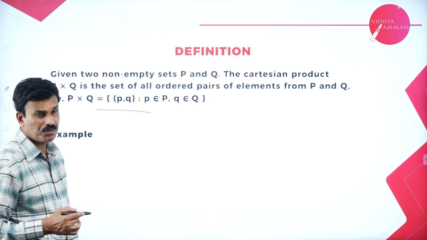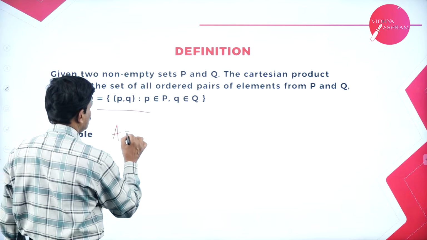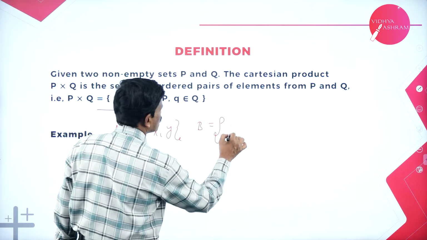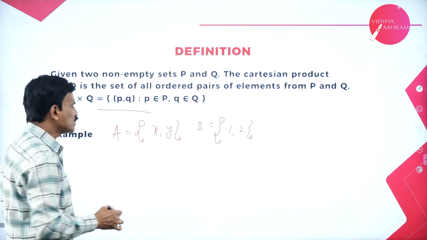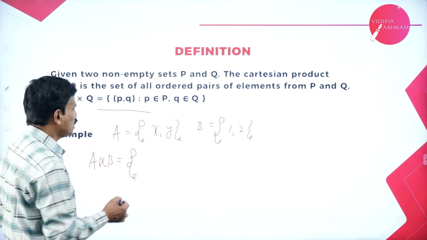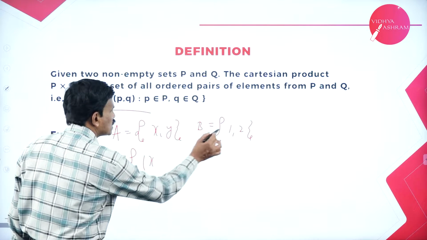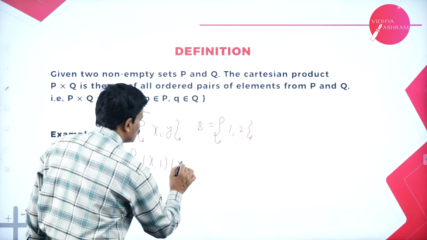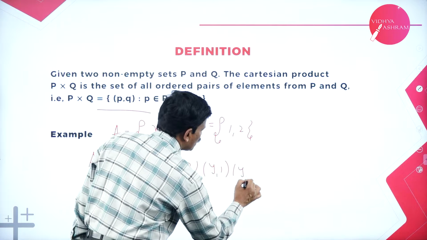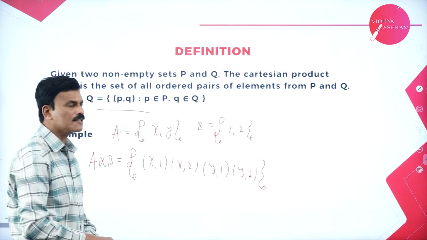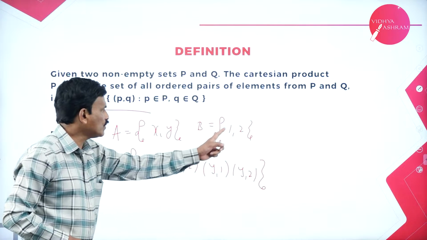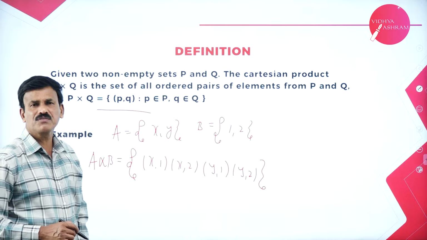Now let us come to an example. Let A is equal to {x, y} and B is equal to the two elements {1, 2}. The Cartesian product of A and B is denoted as A cross B is equal to, now write down the ordered pairs (x, 1), (x, 2). Similarly, take (y, 1) and (y, 2). This is called the ordered pair. So (x, 1), (x, 2), then take the second element (y, 1) and (y, 2). This is called the ordered pair from A to B.